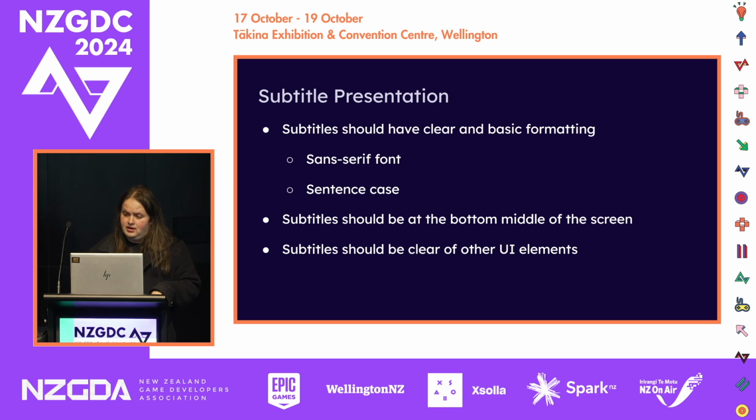Subtitles should be in the bottom and middle of the screen. This is where they're conventionally placed, but given the functional nature of subtitles, we probably shouldn't mess with convention on that. And subtitles should be well clear of other UI elements so that it's clear where they are and they're easily seeable.